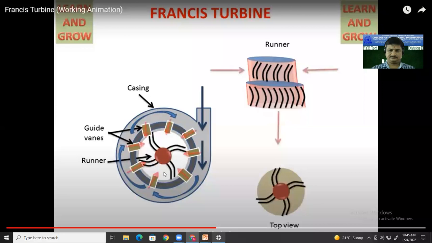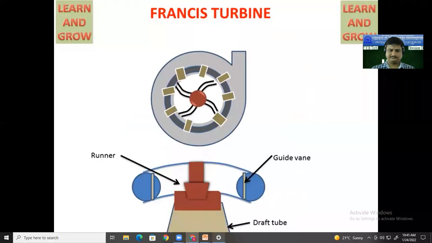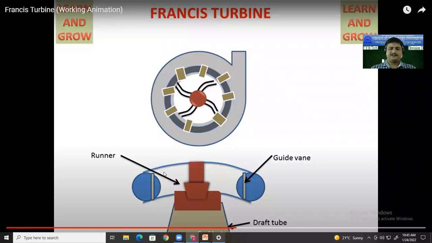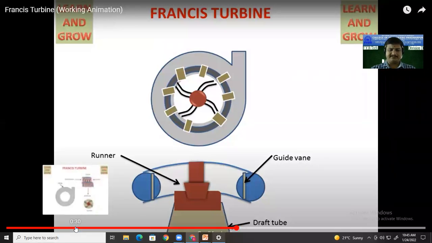Now we understand Francis turbine working with another figure. In this figure, we can clearly understand the working of Francis turbine. So I think now you might have understood how water is taken inside and send it to the runner through the guide vanes.